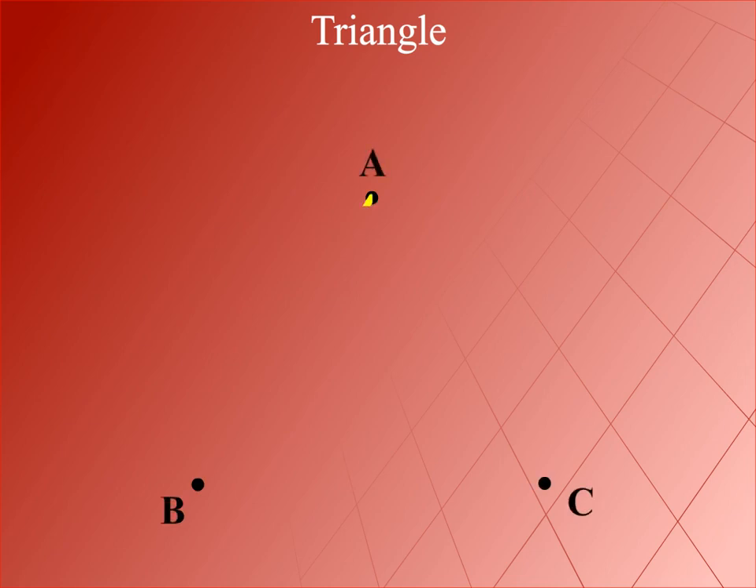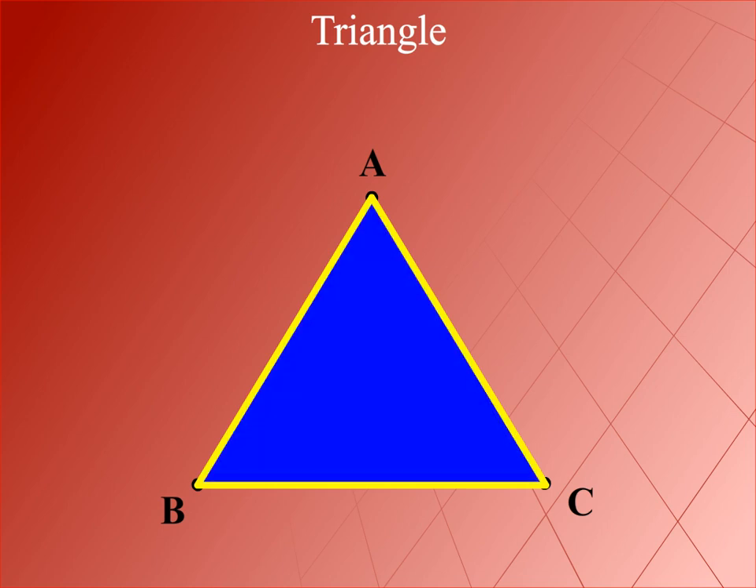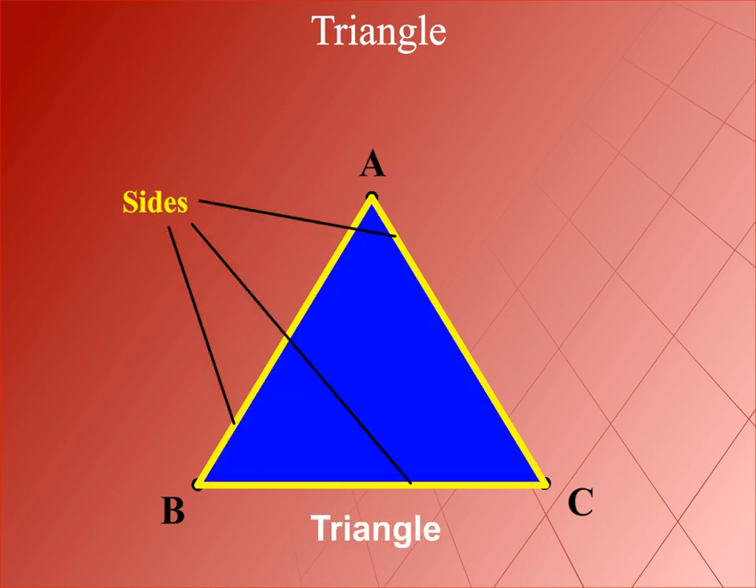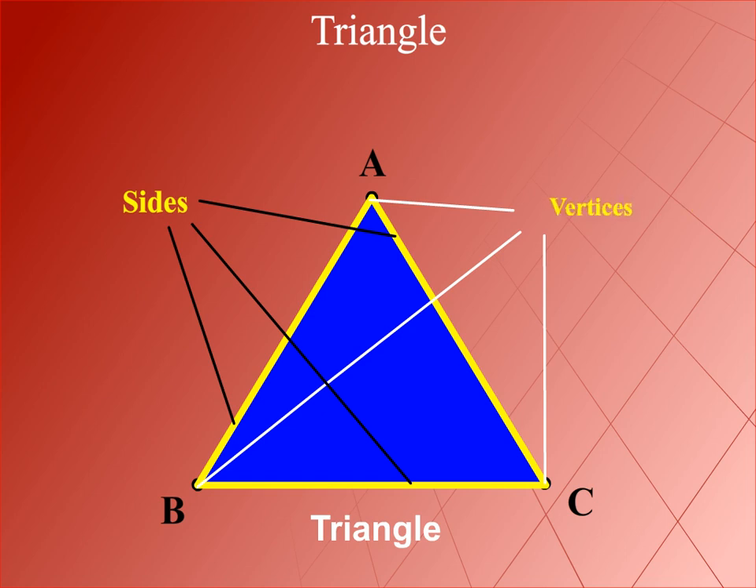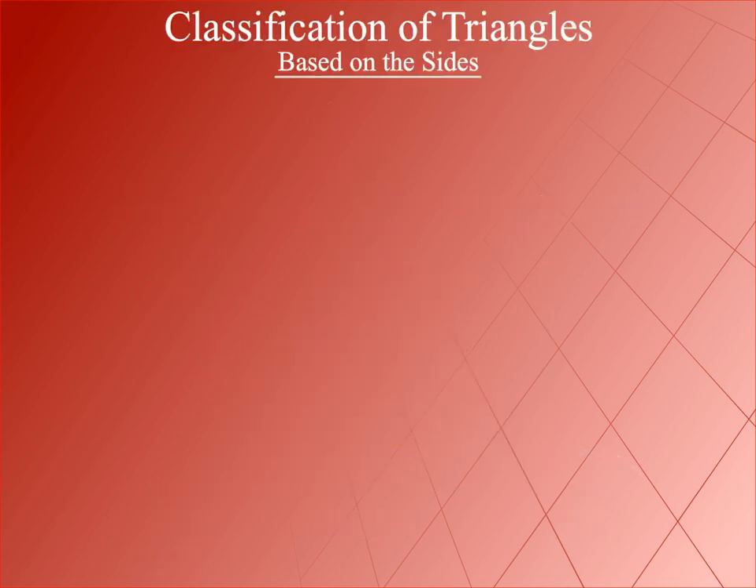Triangle. A polygon having 3 sides, the least number of sides, is called a triangle. The 3 line segments forming a triangle are called sides of a triangle. The points of the triangle A, B and C are called vertices of triangle ABC. The triangle has 3 angles at its vertices, made by 2 successive sides.